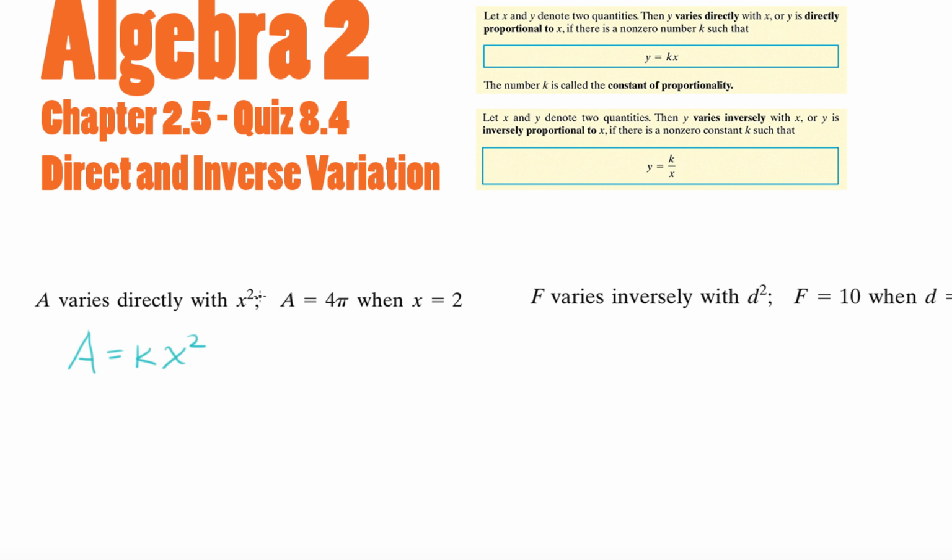Now, whenever it gives you two conditions, it is to find the other variable. So whenever a is 4 pi, that means 4 pi equals k times 2 squared. That means 4 pi equals 4k. Therefore, if we divide by 4 on both sides, that implies that pi equals k. Hence, this becomes pi x squared. And that's your answer.